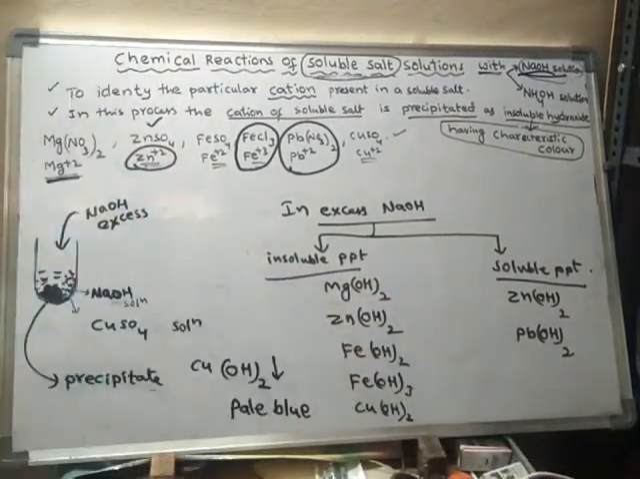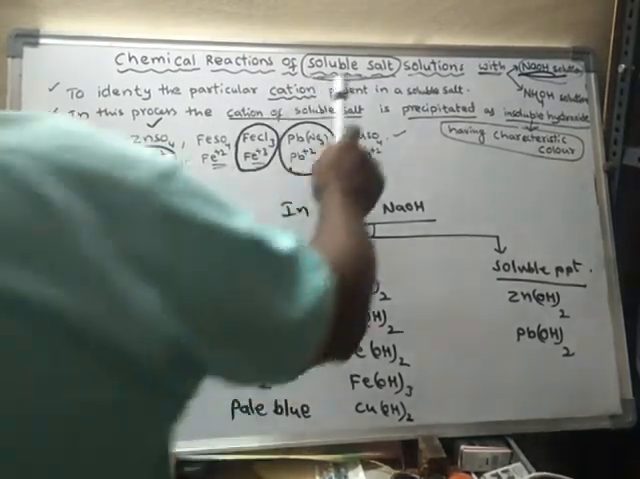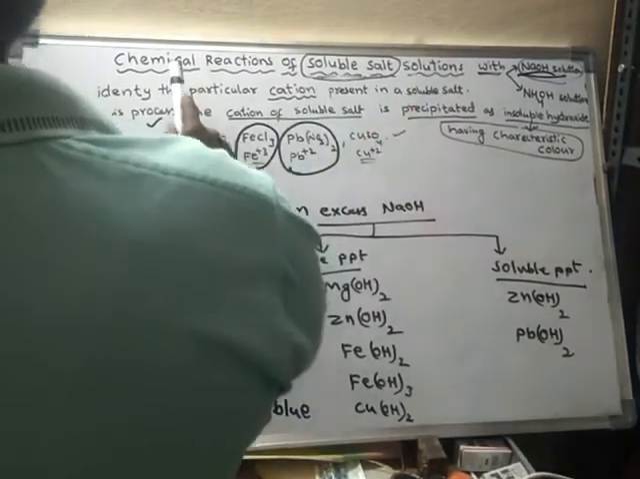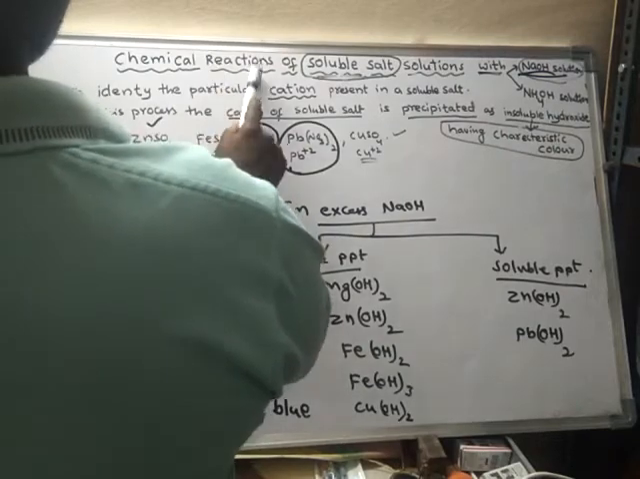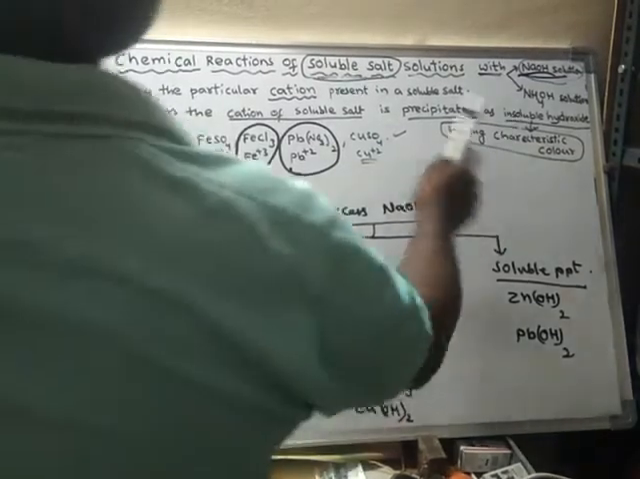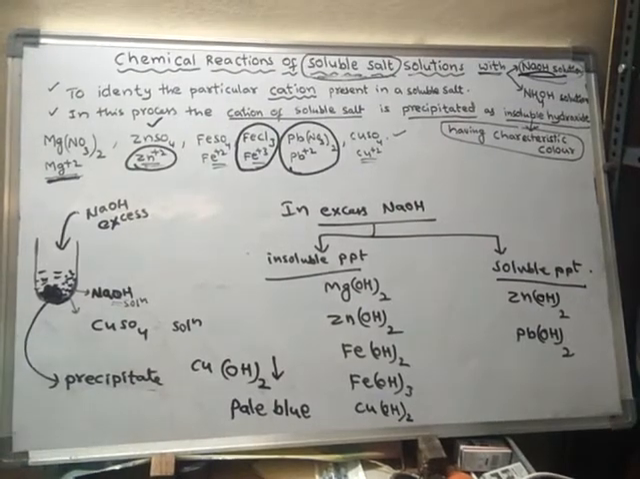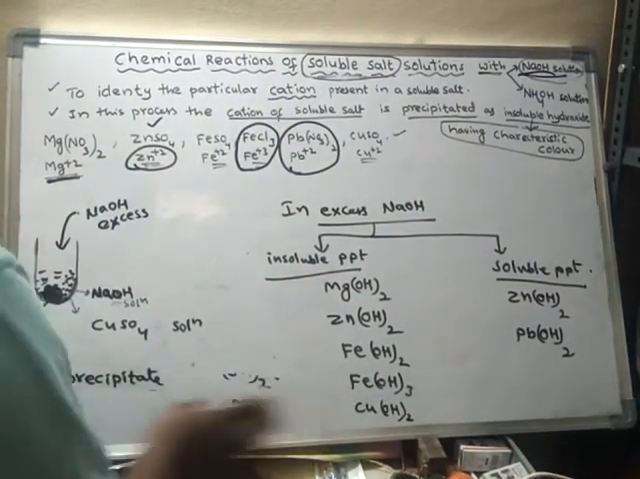So like this, we have discussed how a soluble salt solution reacts with sodium hydroxide solution. Now we will discuss the soluble salt solution with ammonium hydroxide solution. The same substances we will take now.